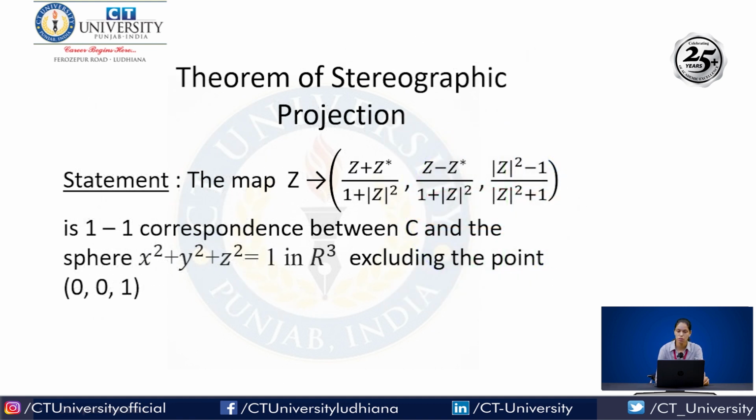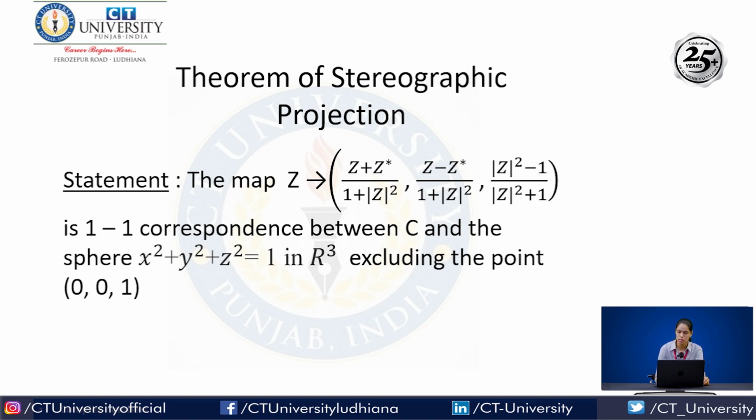Now there is a theorem, the most important theorem on the stereographic projection, that is the map from z to the coordinates x, y and z. X equals z plus z conjugate over 1 plus mod z square, y is z minus z conjugate over 1 plus mod z square, and z is mod z square minus 1 over mod z square plus 1. These are the x, y and z coordinates of the map.